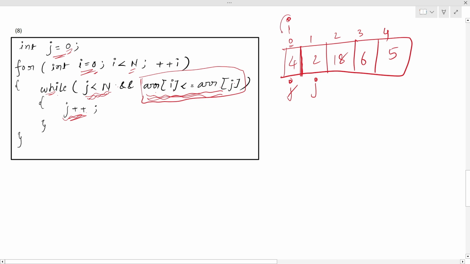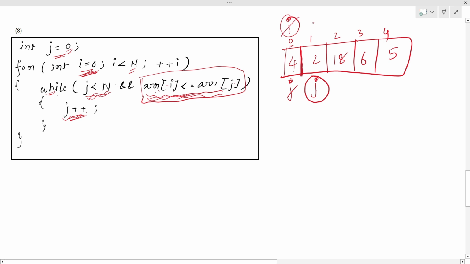So I'm writing something like this, your array of i and your j is somewhere here now. Array of i is 4, array of j is 2. 4 less than or equal to 2. Is this true? No. So here your loop comes out, because there's an AND operation and both must be true, right? So it comes out and your i will get incremented again, right?